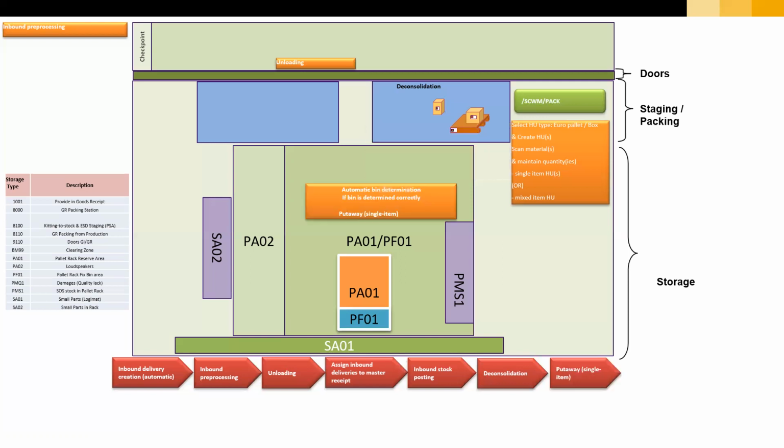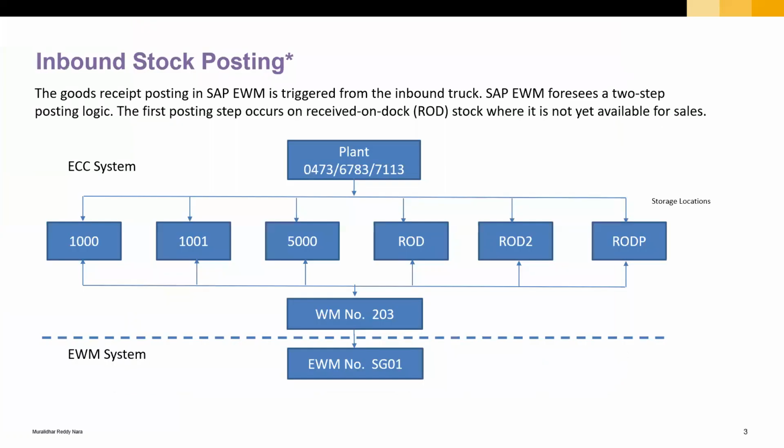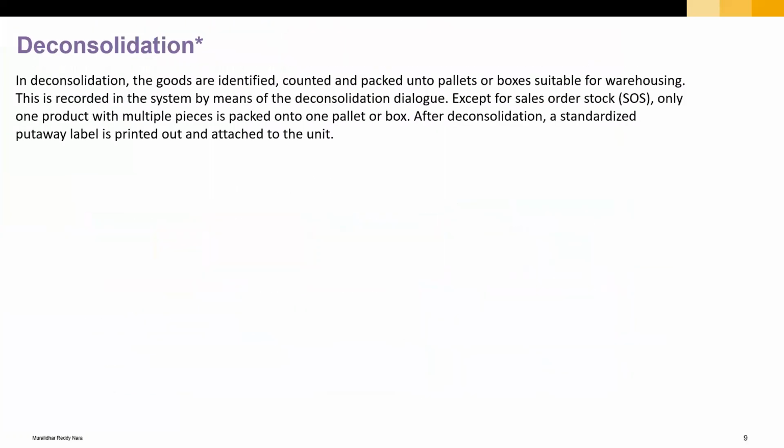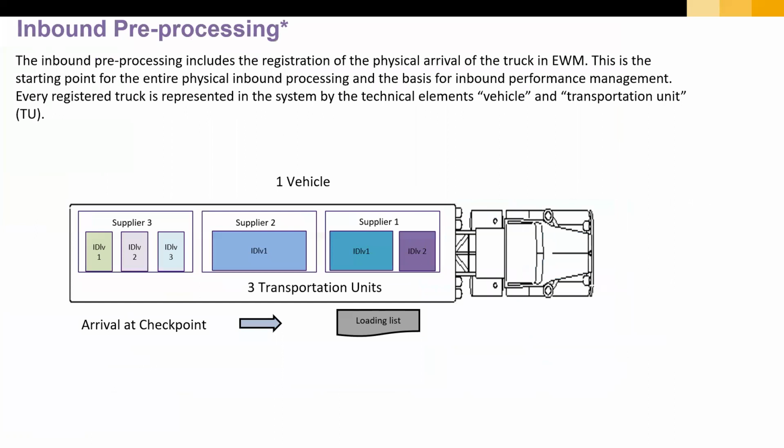Then the put away person will come, use an RF device, and keep it into the respective put away bins. So basically, what will the RF person do? How does the truck come? At the time of loading, there will be a loading list. You are going to load all the vehicles; in one vehicle you have different suppliers, and deliveries will be assigned to the particular TU, and then you will keep them into the respective TU.